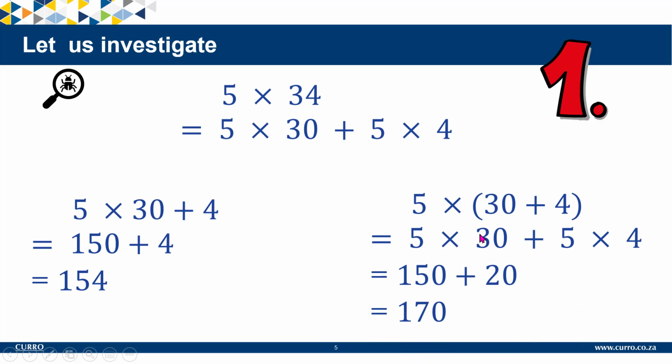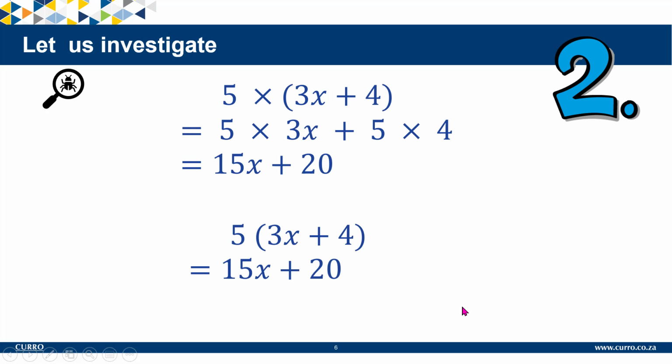Now, if we multiply the 5 by 30 and the 5 by 4, we say we distributed the 5 to the 30 and the 4, and that will give us the correct answer. So we can use it in algebra where we cannot calculate a bracket. Very useful. So we can multiply the 5 by the 3x and the 5 by the 4.